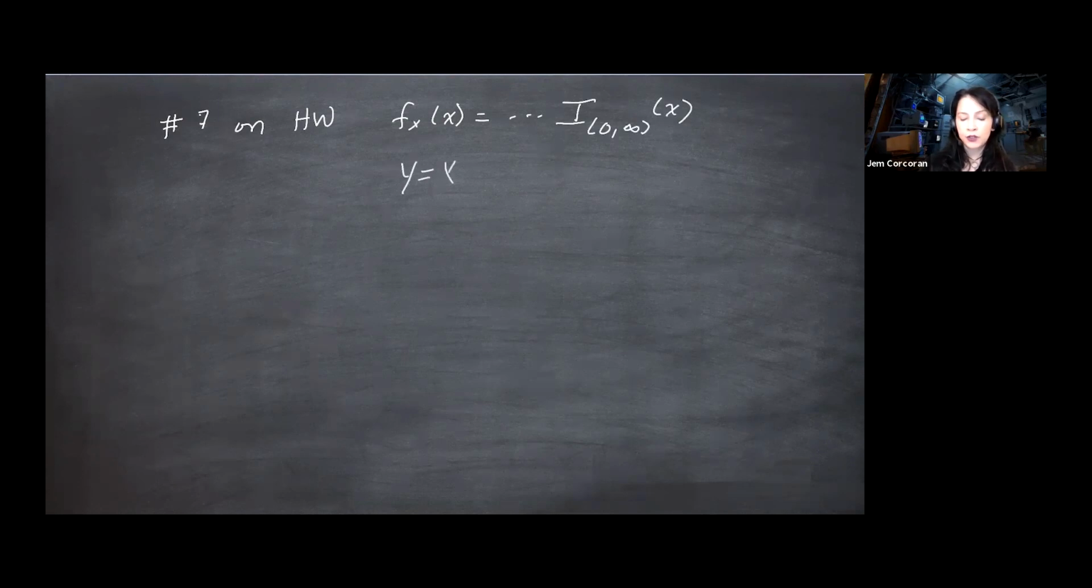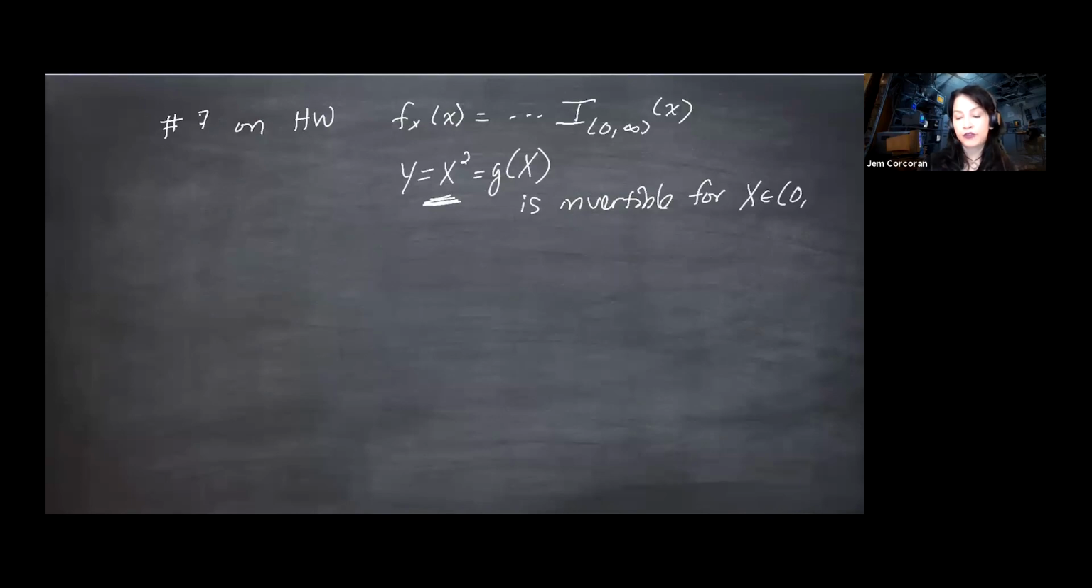number 7 on the homework, you've got a PDF for X, which lives on 0 to infinity, and then you have Y equals X squared, which is your function of X. I was saying earlier, this is not an invertible function in general, but it is invertible where it counts, for X in the interval from 0 to infinity. So you can go ahead and use the formula, but you could do this transformation.